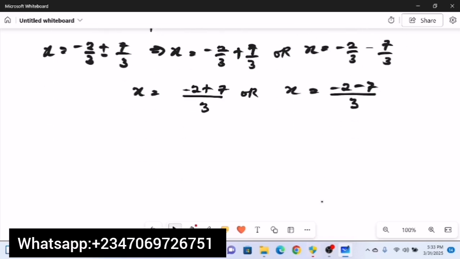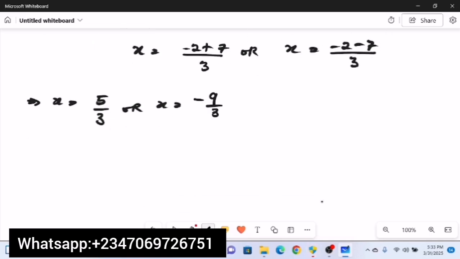So this simply implies that x is equal to, for the first case, negative 2 plus 7, that gives us 5 all over 3, or x is equal to negative 2 minus 7, that is negative 9 all over 3. So finally, either x is equal to 5 over 3, or x is equal to negative 9 divided by 3, which gives us negative 3. So these are the two values of x for that given equation.